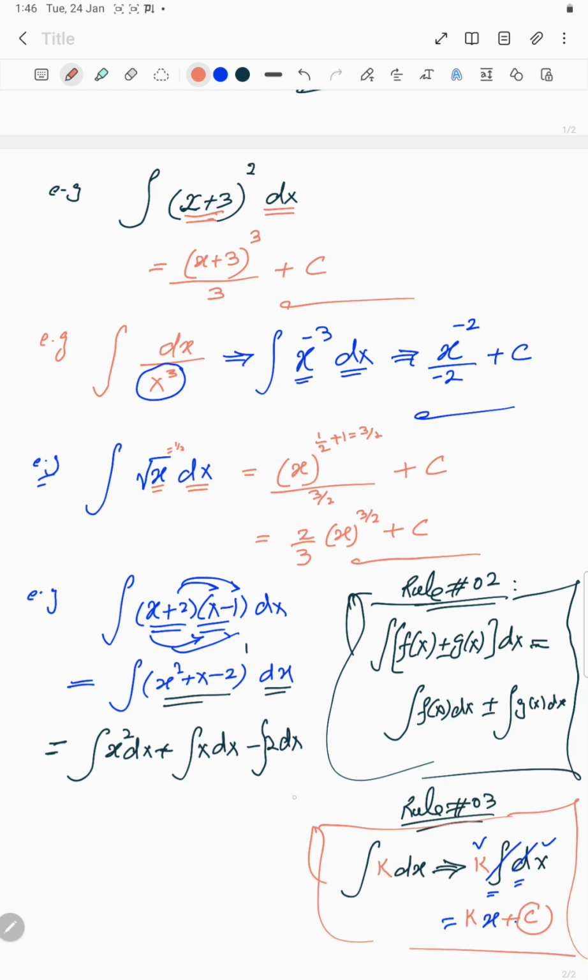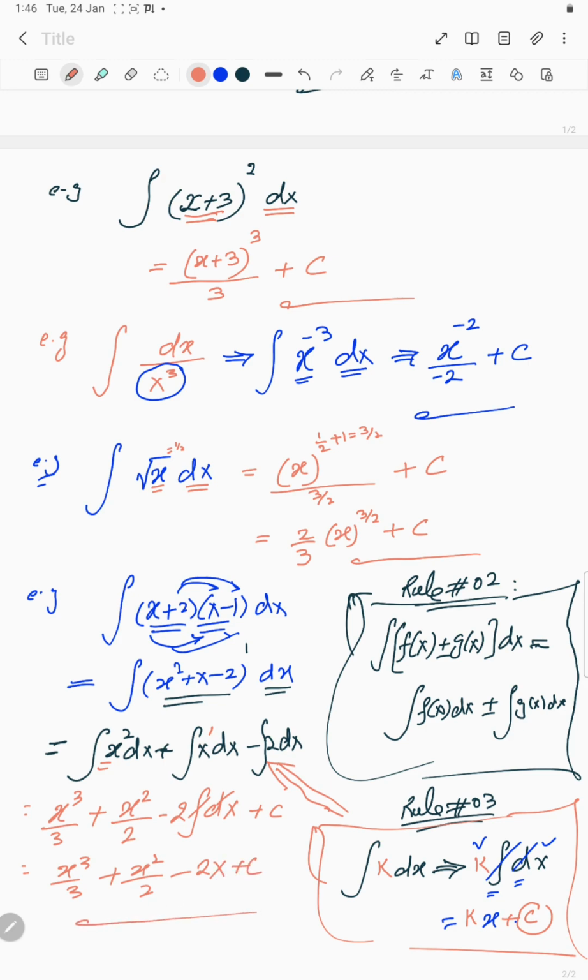Here you can see this constant rule will be applied here, and here is power 1, so according to rule 1 it becomes x cubed by 3, this becomes x squared by 2, minus, you can write this 2 out of the integral, and integral of dx, d and integral will cancel out, plus c as a constant of integration. So x cubed by 3 plus x squared by 2 minus 2x plus c is the right option, the answer. I hope it is clear to you all.